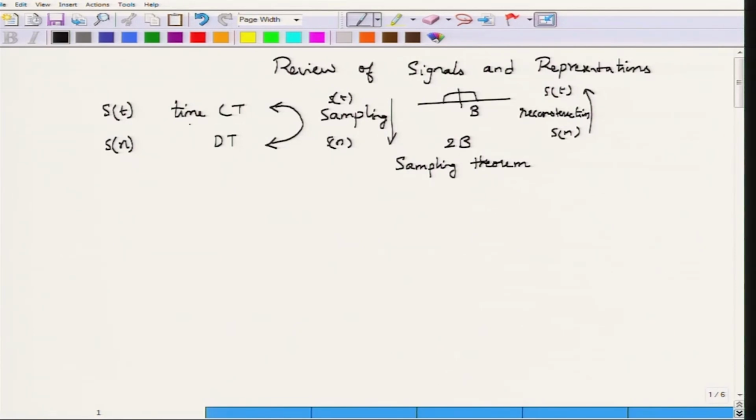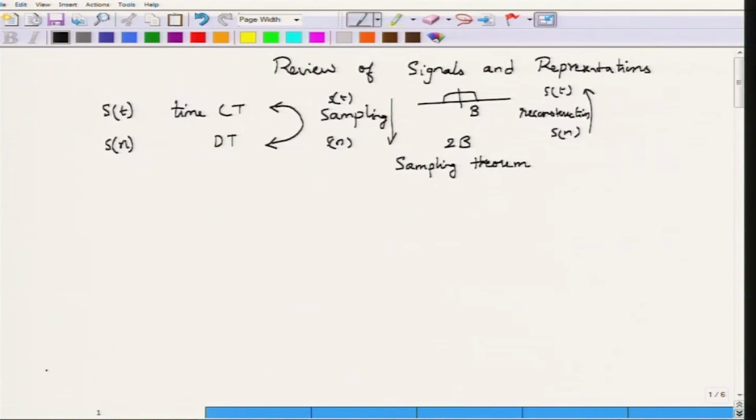Although in this case we are dealing with only time signals, as I said, it is possible that the variable could be any other continuous quantity and the corresponding quantity will be discretized. Okay. So, you can go from continuous to discrete signals.